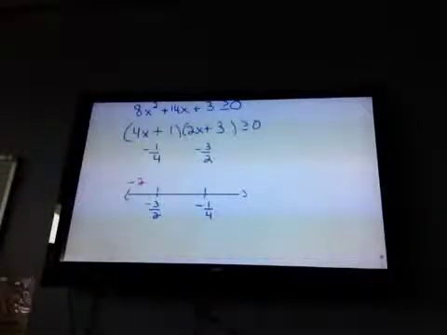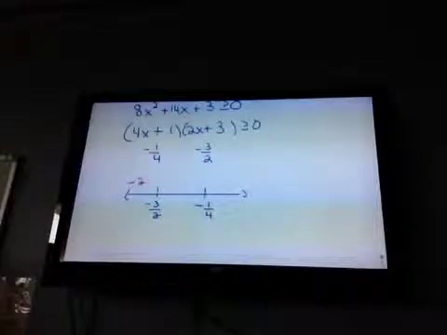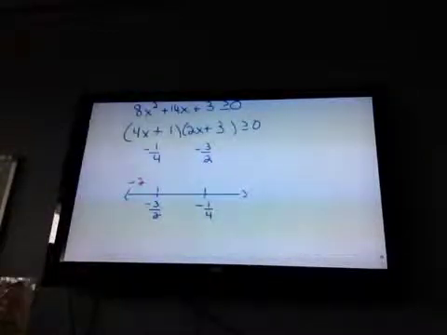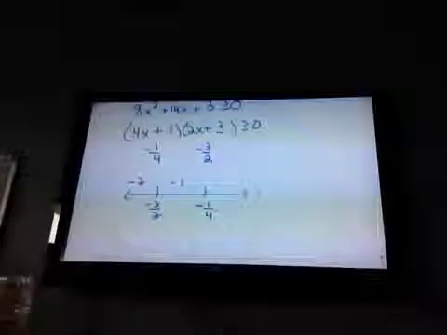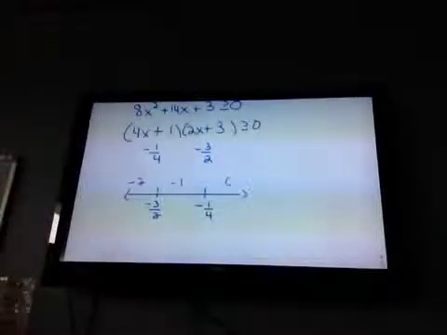A number between negative 3/2 and negative 1/4. You're like, I don't know! Negative 1/2? Negative 1. Did we have to do a fraction there? No. A number greater than negative 1/4? 0.